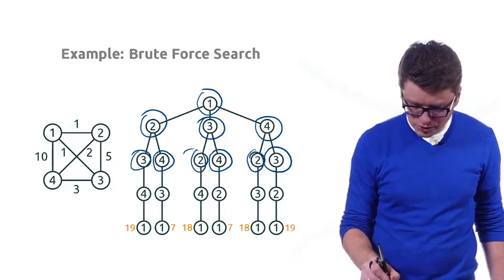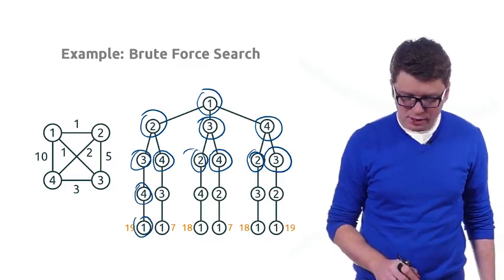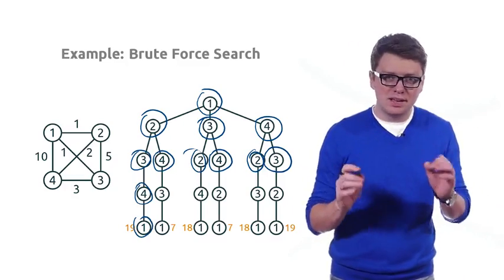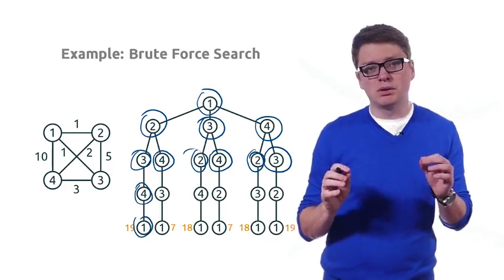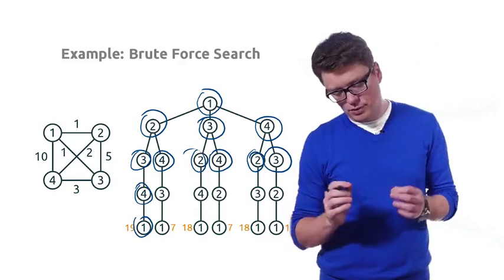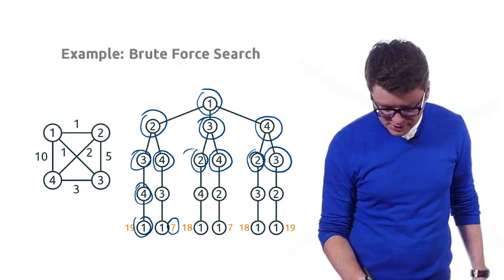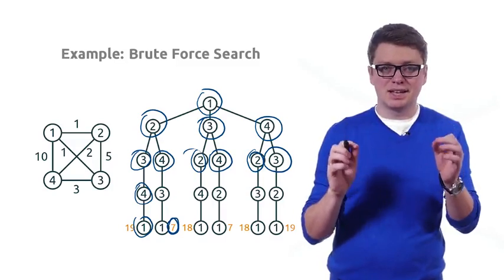Okay, then from 3 we have no choice already, we need to go to 4 and then go back to 1 and so on. So the leaves of this tree correspond to all possible permutations. And actually from all possible permutations starting with 1, you see that 7 is the best length of a cycle.